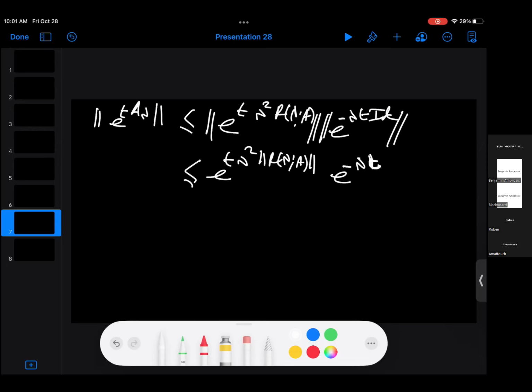And so finally, I continue and I get here, now this norm is less than 1 divided by lambda. So I get exponential t lambda times exponential minus lambda t. And this is equal to 1. So we prove that actually exponential t A lambda is now a uniformly continuous semigroup of contractions.